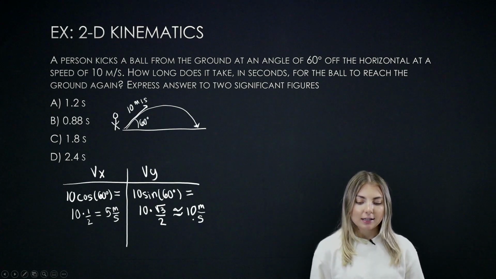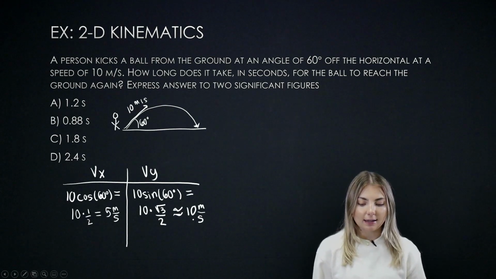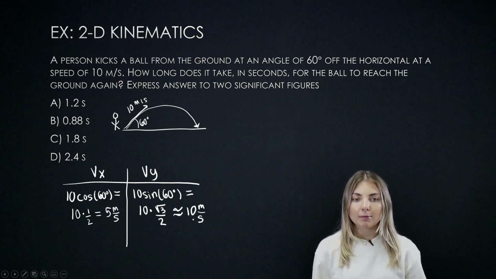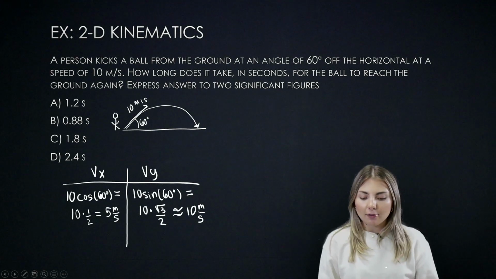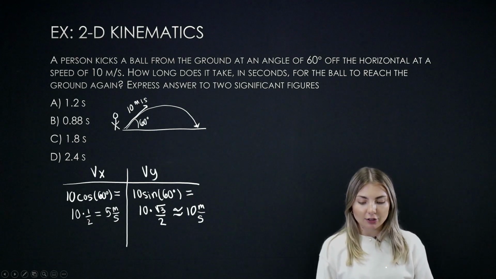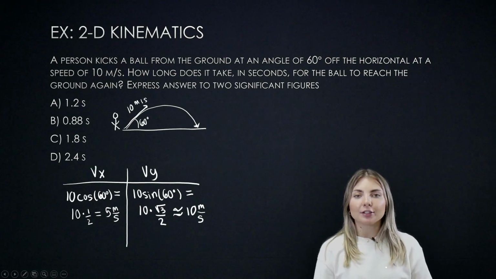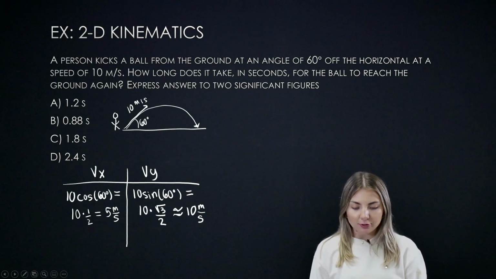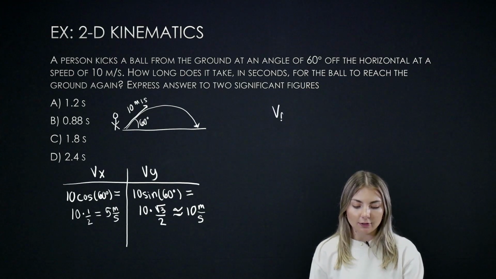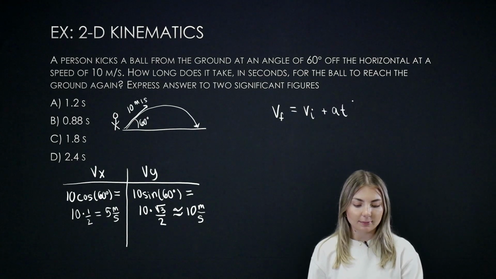So now looking at this, let's go back to look at what the question asked us. We're trying to find the time in seconds. Knowing this and knowing what we were given, we're going to use a kinematics equation to solve. Based on my knowledge of kinematics equations and what we're given in this question, I'm going to use the kinematics equation final velocity equals initial velocity plus acceleration times time.